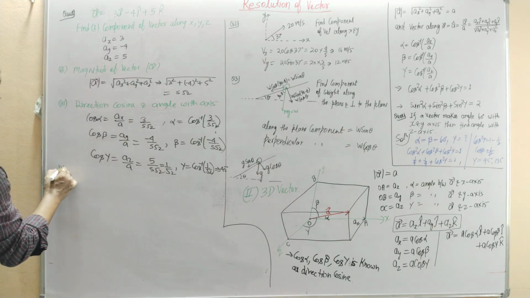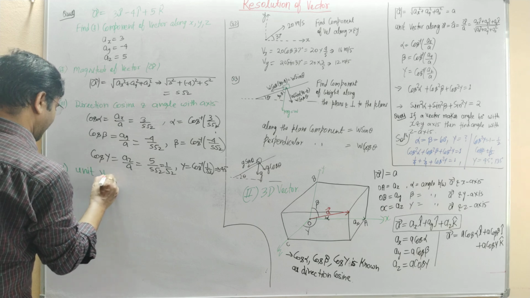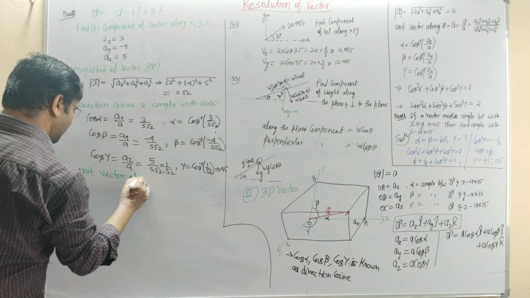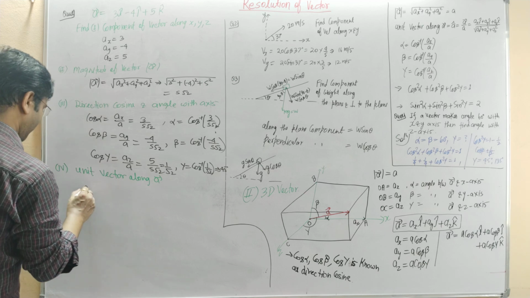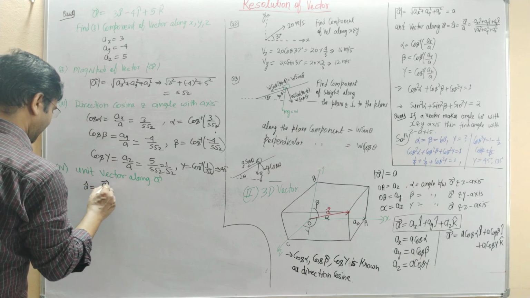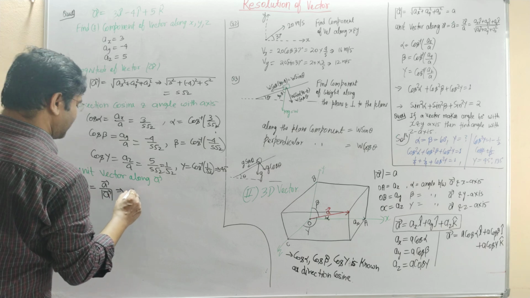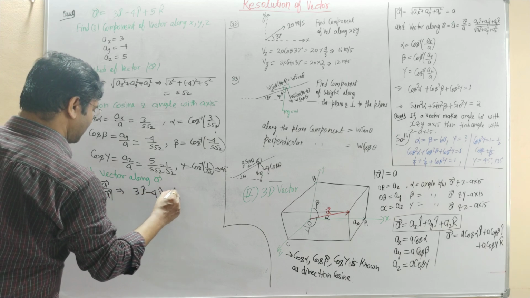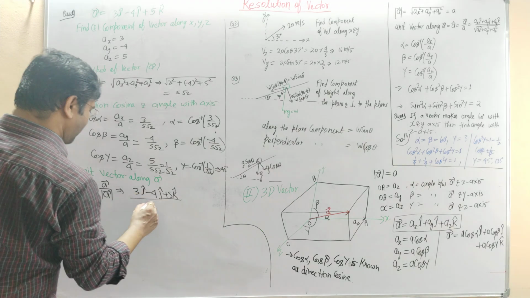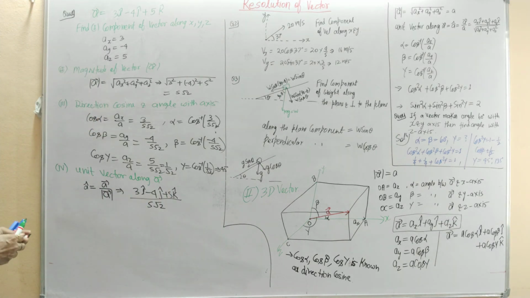Next, we have to find out the unit vector along vector A. So for the unit vector, that means A cap, we have to find out. We know it is vector A upon the magnitude of the vector. So how much is A? That is 3i cap minus 4j cap plus 5k cap upon the magnitude, which we have already calculated. So this is how we can calculate the unit vector.